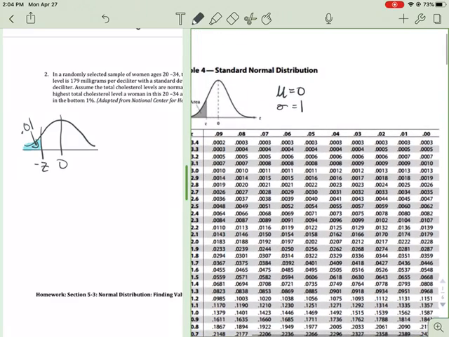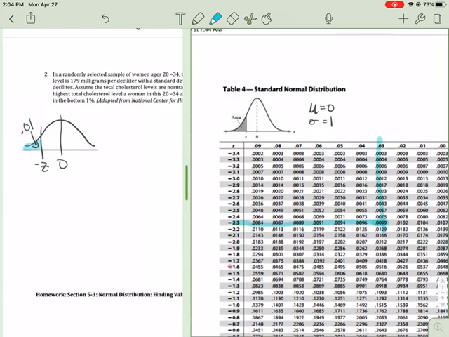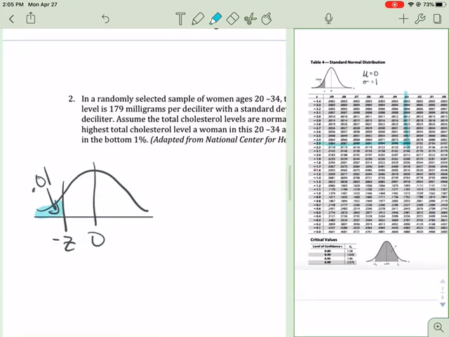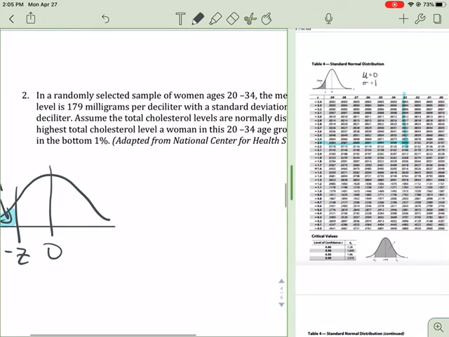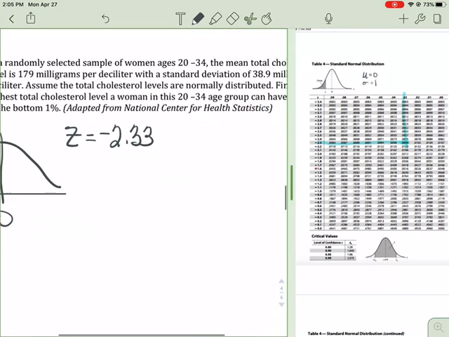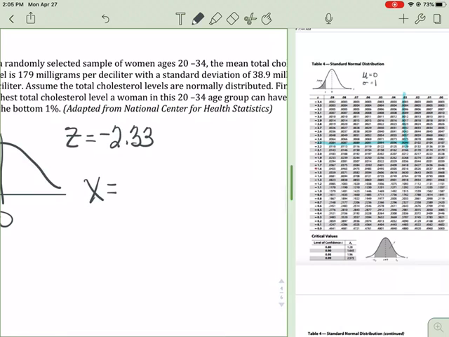0.0099 or 0.0101. I'm going to go with 0.0099. This one is pretty close. There's not much difference. So I'm going to choose this one. So negative 2.33. So that's going to be the z that I'm going to use. Negative 2.33. Okay, now again, we're going to use our formula.